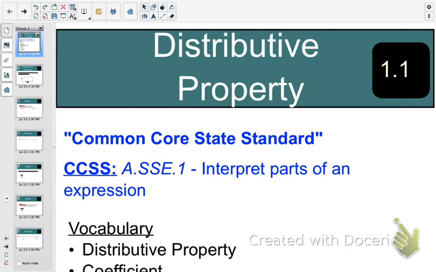We are finally going to be starting into Chapter 1. So these slides will look a little bit different than what we've seen in Chapter 0. The title is going to be up here. This is the distributive property. This, again, is going to be your section number 1.1.